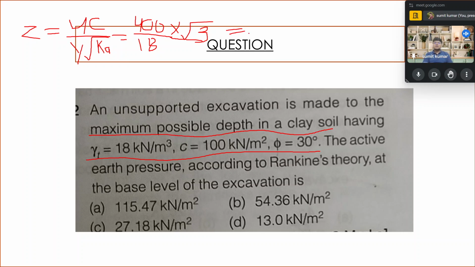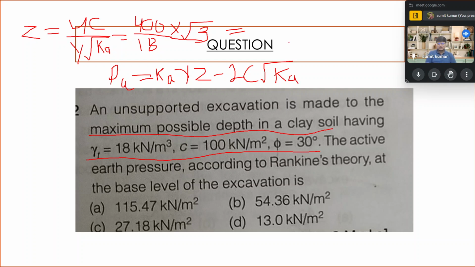Now, as you know the value of Z, we have to calculate the active earth pressure according to Rankine theory at this step. So how do you calculate this? You will calculate the active earth pressure PA as K into gamma Z, the Z which you get from here, minus 2C root K. Now, I will take a calculator and calculate these things for you.